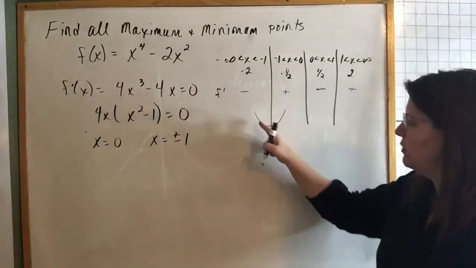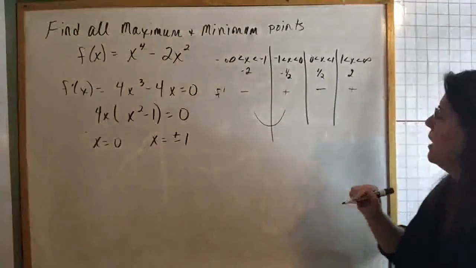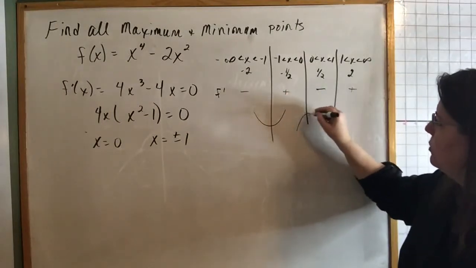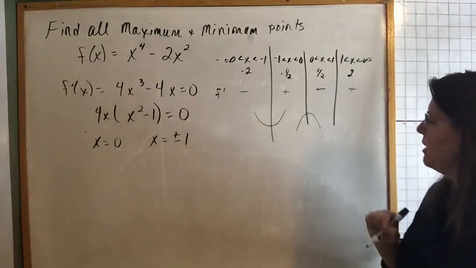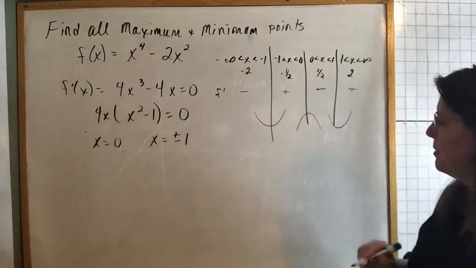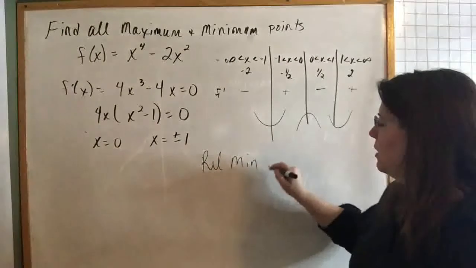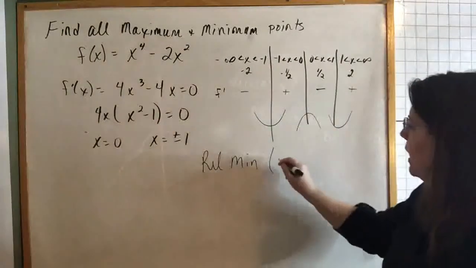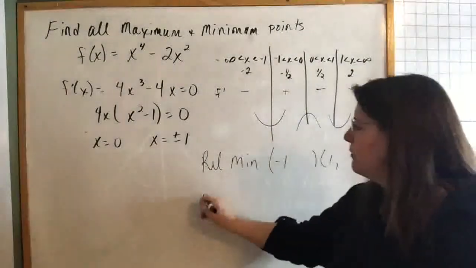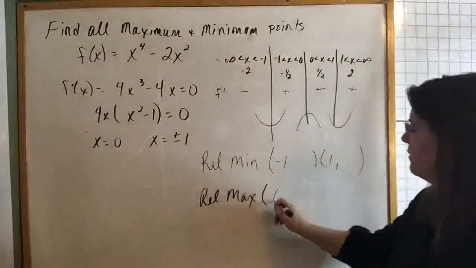I like to draw this so I can visualize whether it's maximum or minimum rather than having to memorize things. A positive slope to a negative slope looks like that, so that looks like that's going to be a relative maximum. And then a negative to a positive looks like we're going to have another relative minimum. So we have relative minimum values at our x values of -1 and 1, and we have a relative maximum value at the x value of 0.